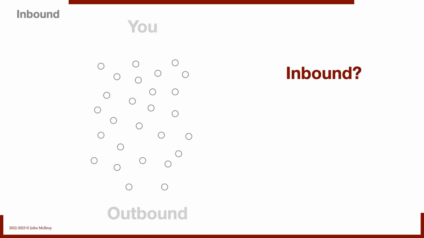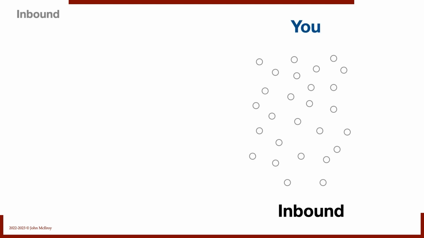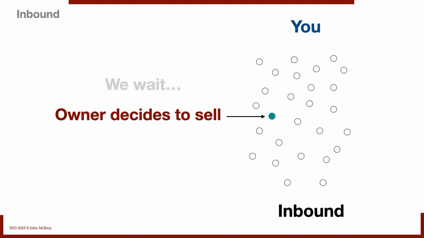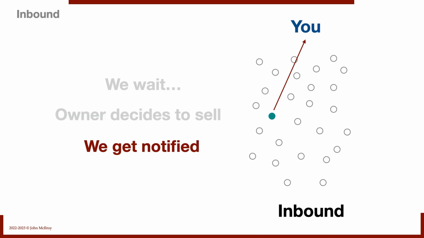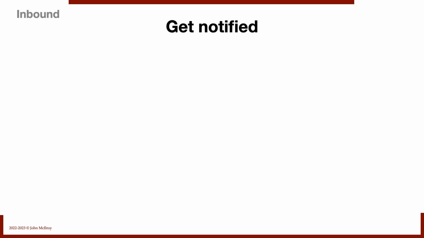With inbound, how is it different? Well, with inbound, if we have the same set of target businesses, we start off by doing what? By waiting. We just wait until an owner decides to sell. And once the owner decides to sell, we get notified. That's how inbound prospecting works. We get notified, but how? Let me explain the three ways.